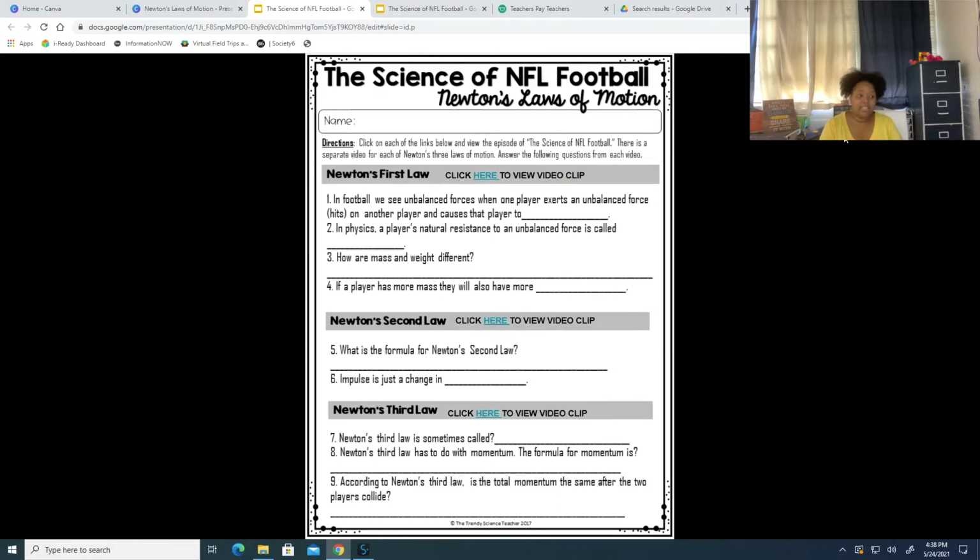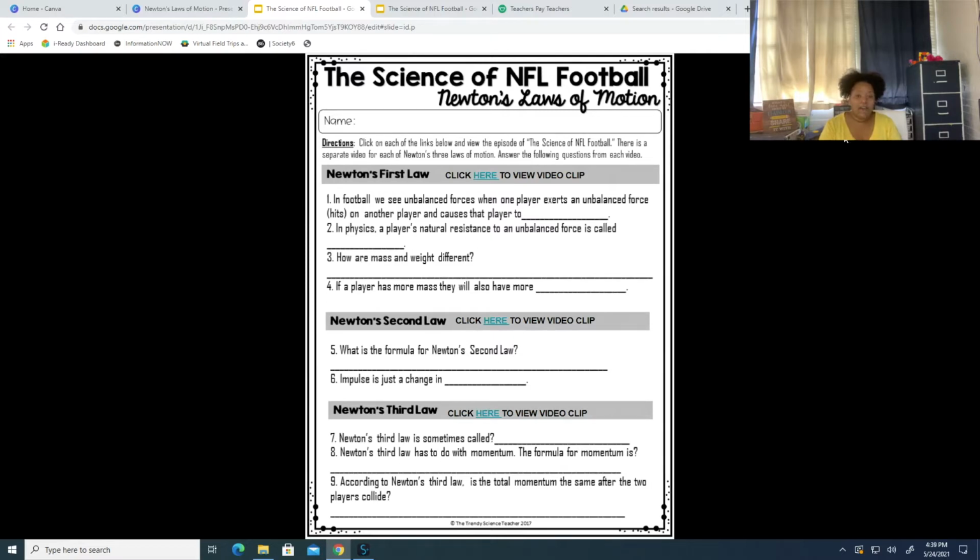The second one says, in physics, a player's natural resistance to an unbalanced force is called blank. That is called inertia. Inertia is the natural resistance to an unbalanced force. Question number 3 asks us, how are mass and weight different? Well, in the video, it tells us that mass is how much matter is in an object, but weight is how much gravity is affecting the mass of that object. So while your mass won't change, if you were to go to the moon, your weight would, because the amount of gravity that's being forced on you has changed.